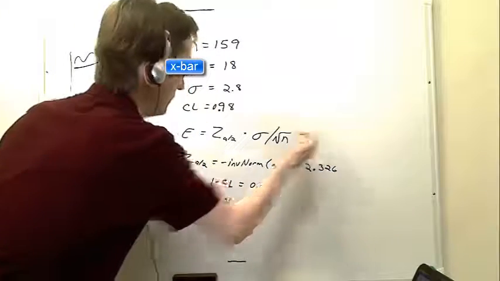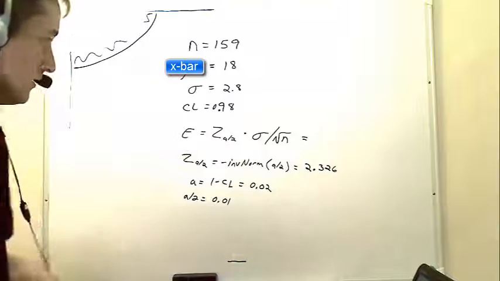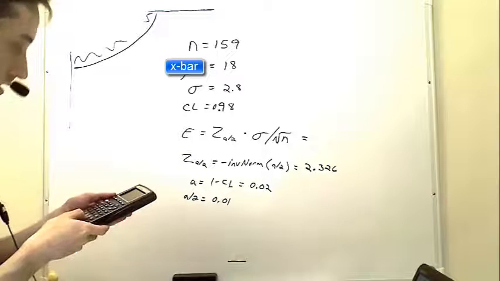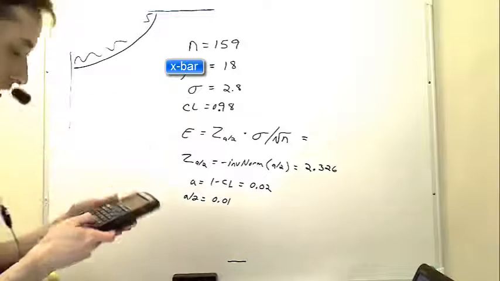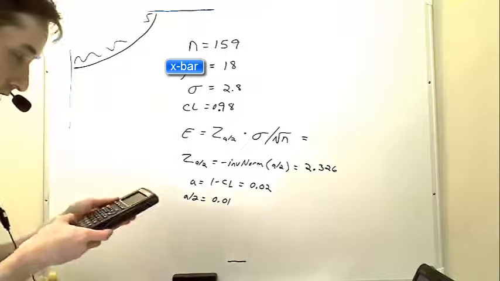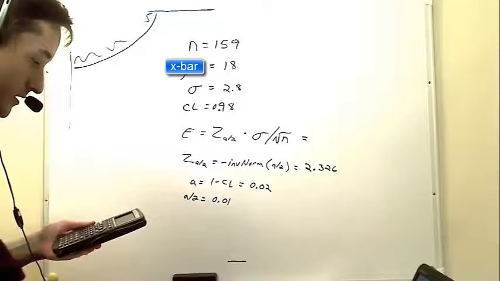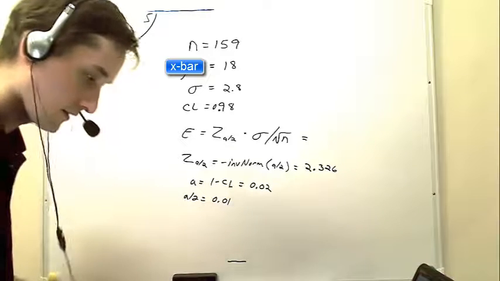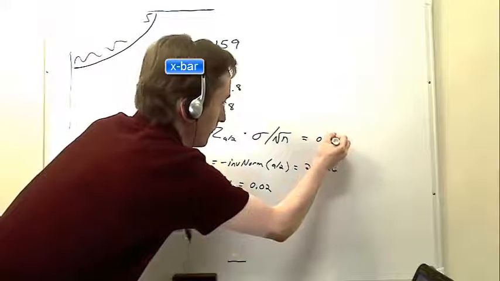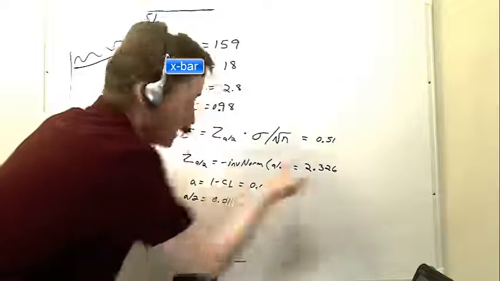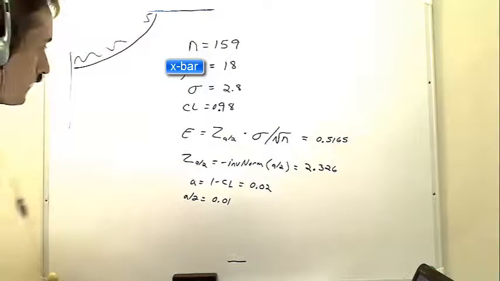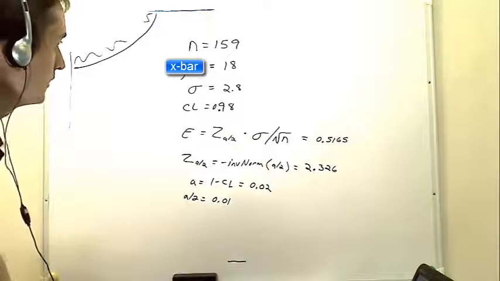Now I can evaluate this one. So I take the 2.326 and multiply by the population standard deviation 2.8, divide by the square root of 159, and I get 0.5165, rounded to that fourth decimal place. So that's our margin of error.